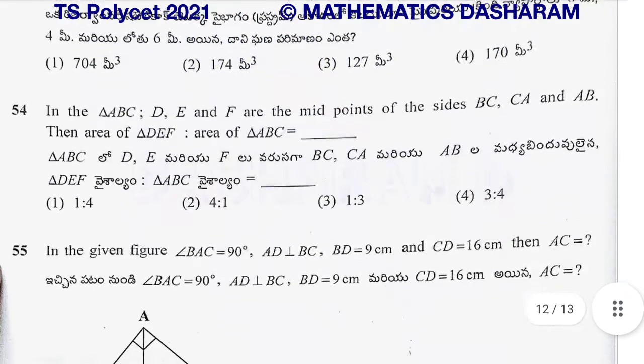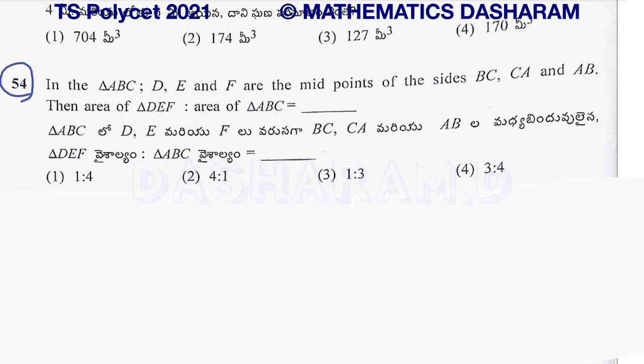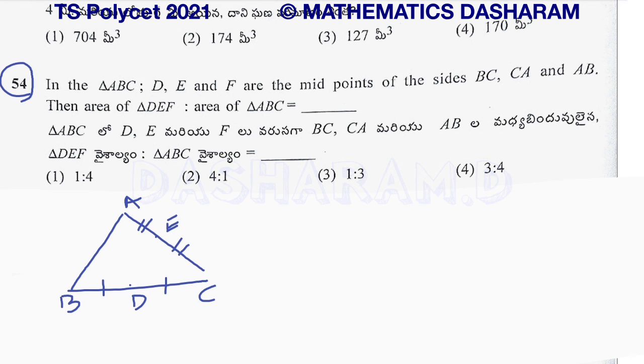Next, question number 54. In the triangle ABC, D, E, F are the midpoints of the sides BC, CA and AB. Then the area of triangle DEF to the area of triangle ABC is equal to. So let's draw a triangle ABC. D is a midpoint of BC. E is a midpoint of CA. F is a midpoint of AB. So then join these 3 points, then one triangle will be formed.